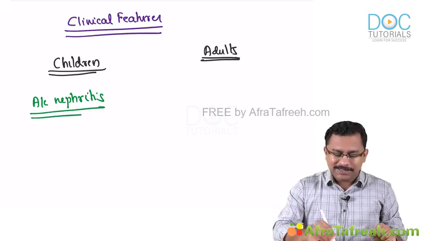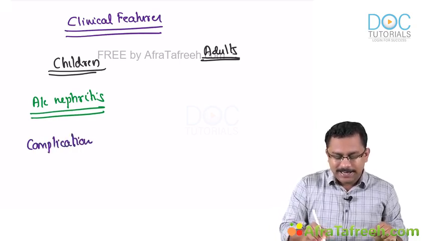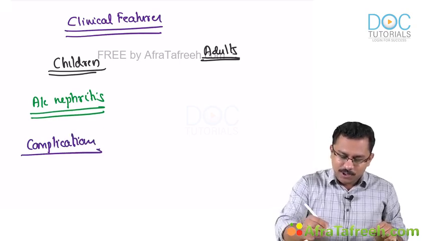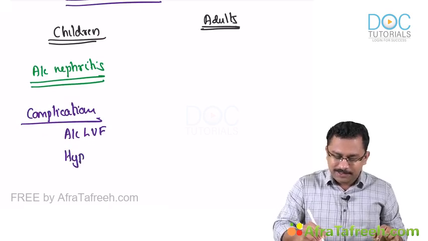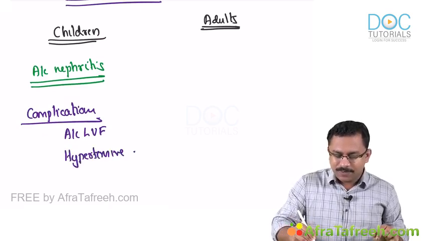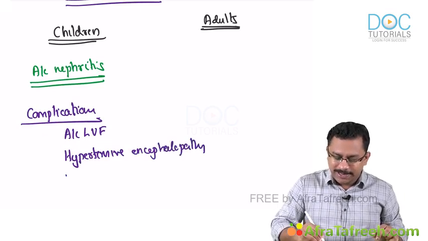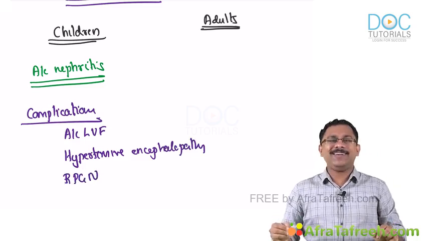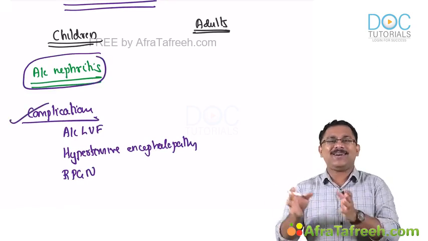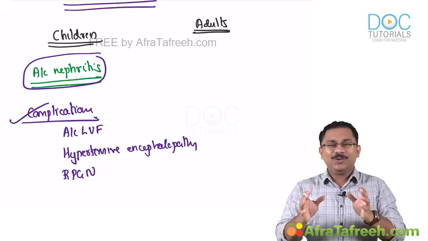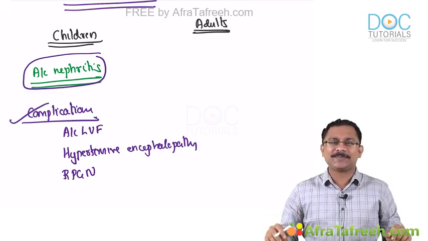But remember, the usual presentation is as acute nephritis, but may develop complications like acute LVF, you may develop a hypertensive encephalopathy, and rarely may proceed to RPGN, rapidly progressive glomerulonephritis. So clinical presentation with acute nephritis rarely may have a complication. So that is how the childhood presentation of a post-streptococcal glomerulonephritis occurs.